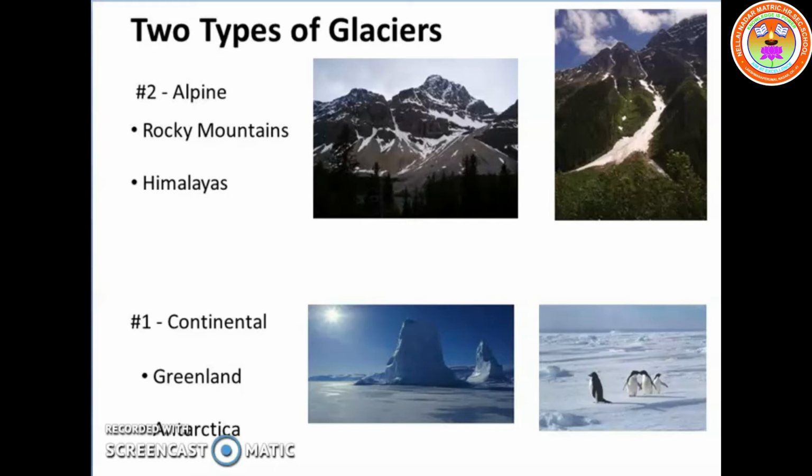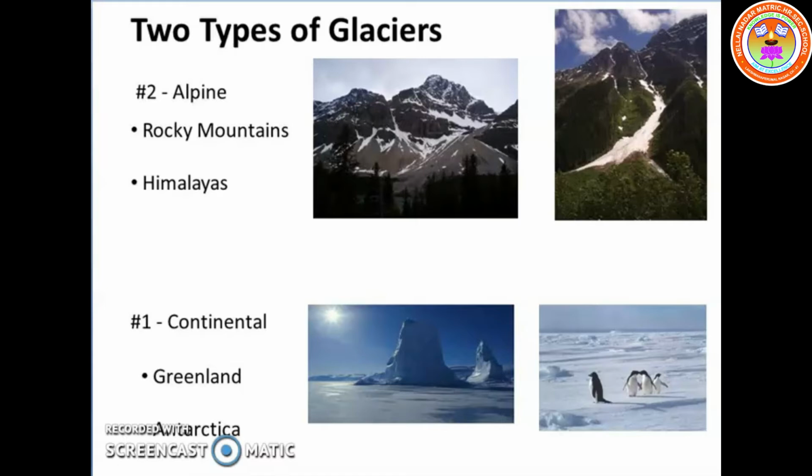Second one, the valley glacier. The valley glacier is also called alpine glacier. The glacier which takes its origin from snow-covered mountain range is known as valley glacier. For example, Canada glacier.